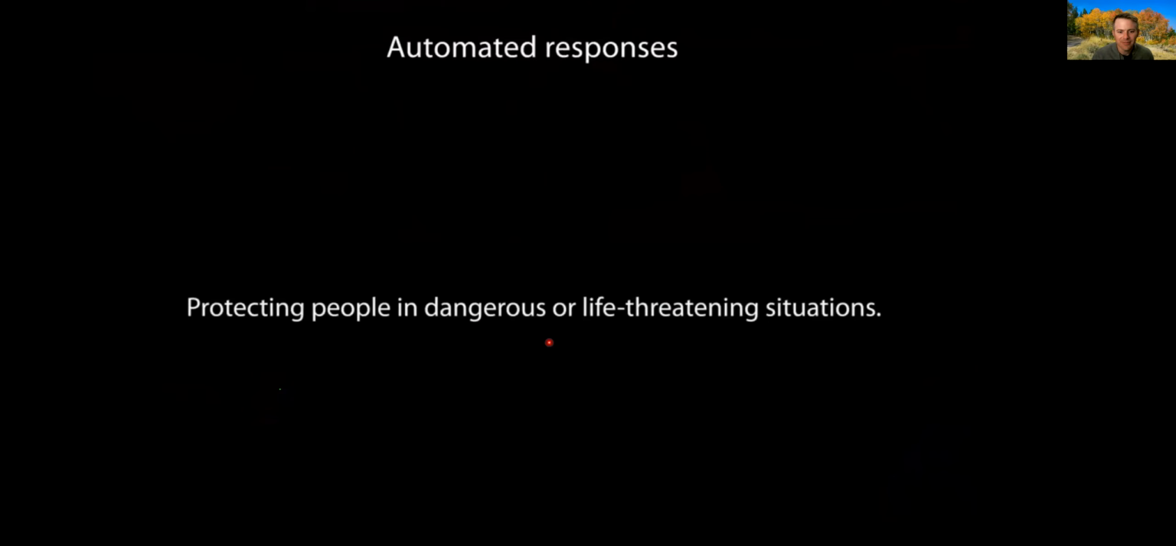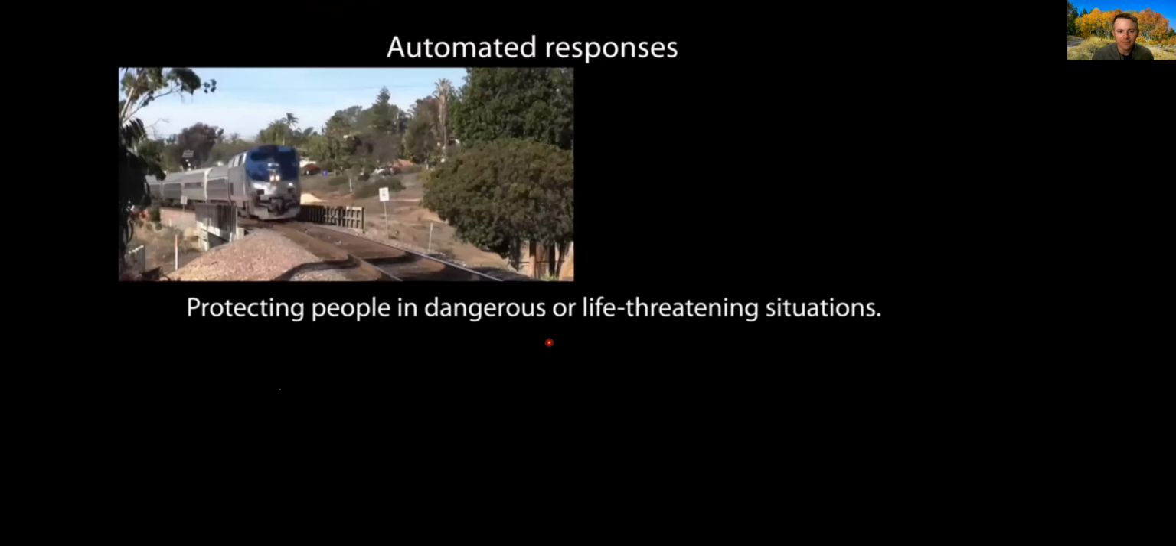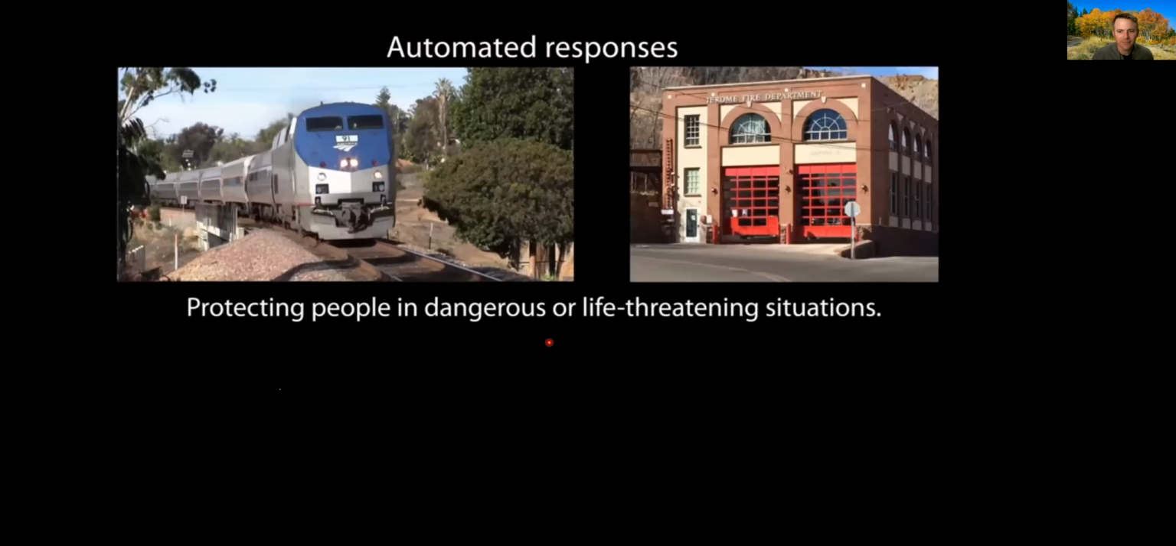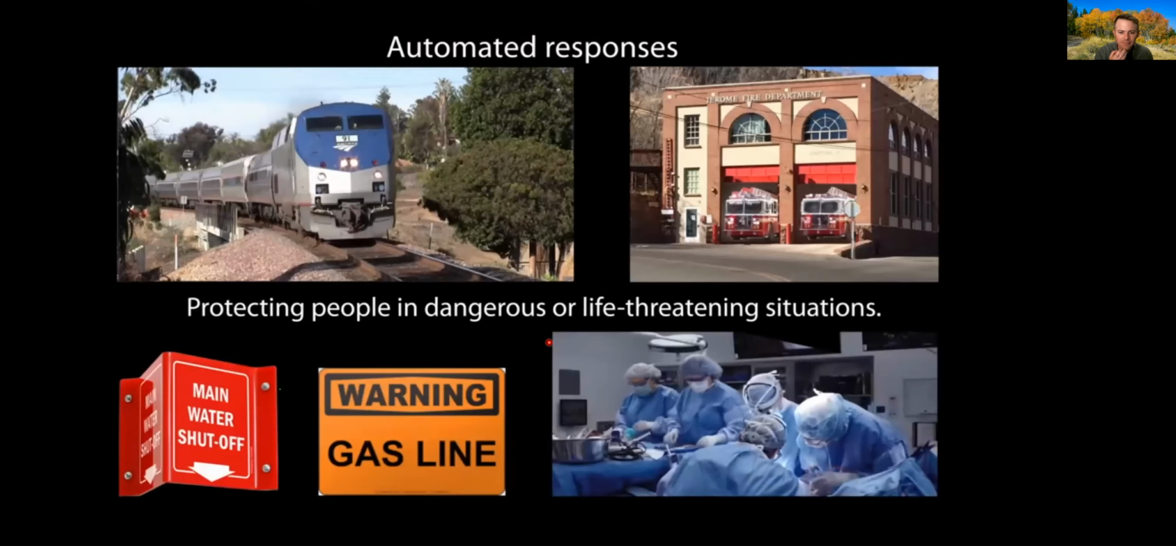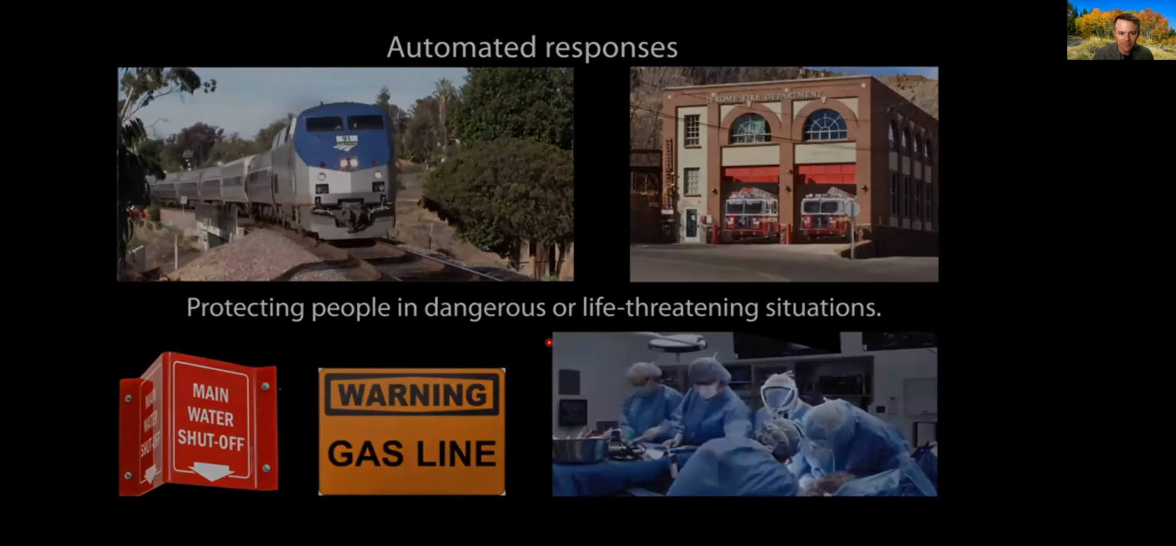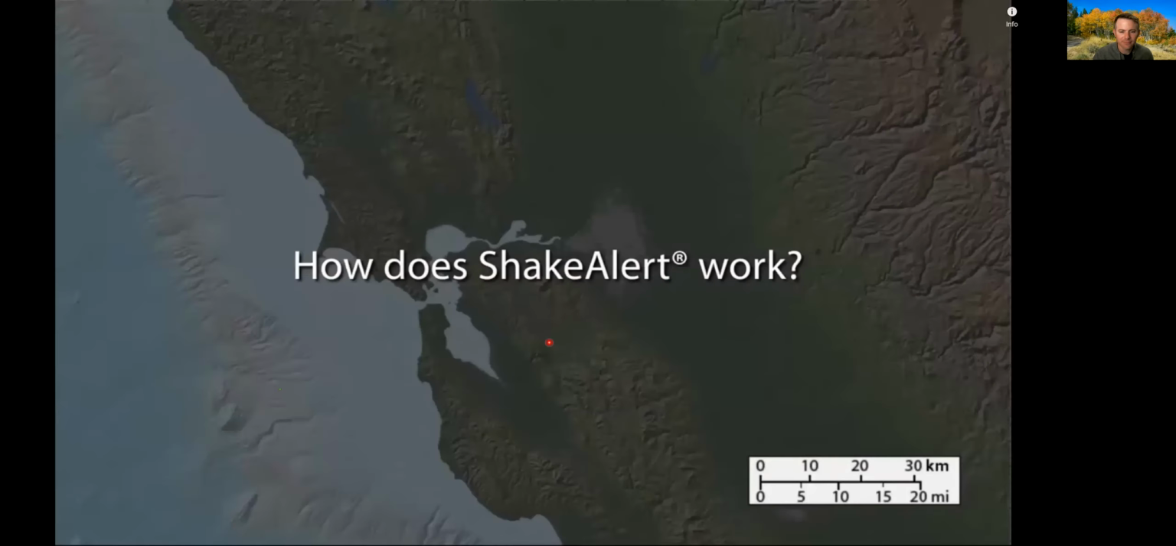ShakeAlert further protects people and infrastructure by triggering automatic actions, such as slowing down trains to prevent derailments, opening firehouse doors so they don't jam shut, and closing valves to protect water systems, and to stabilize equipment during life-critical situations. How does ShakeAlert work?